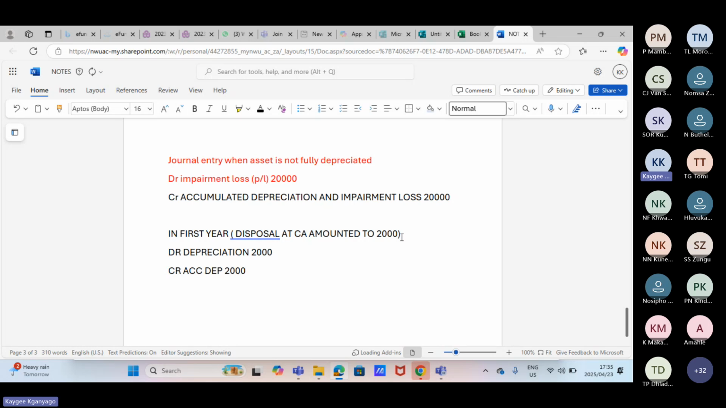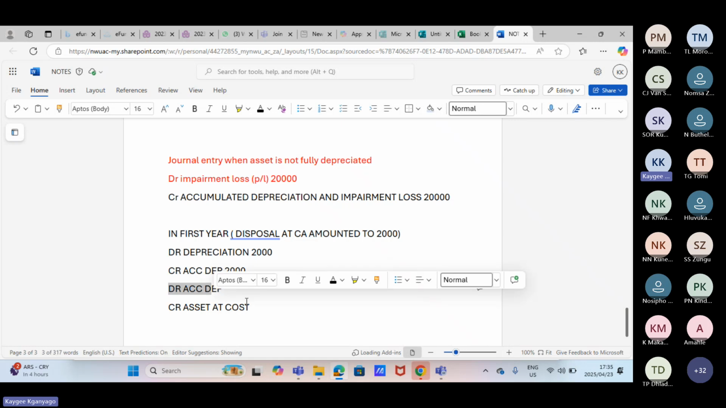The aim of doing this journal entry is to ensure that the asset is fully depreciated, so that when you cancel the asset out of the books of the entity, you're going to debit what? The entire accumulated depreciation. And then I credit the asset at cost. The values here must be the same. If the cost of the asset was 20,000, you're going to debit the entire accumulated depreciation of 20,000, and also credit the cost of the asset, 20,000. Are we together? Yes, sir, we are.